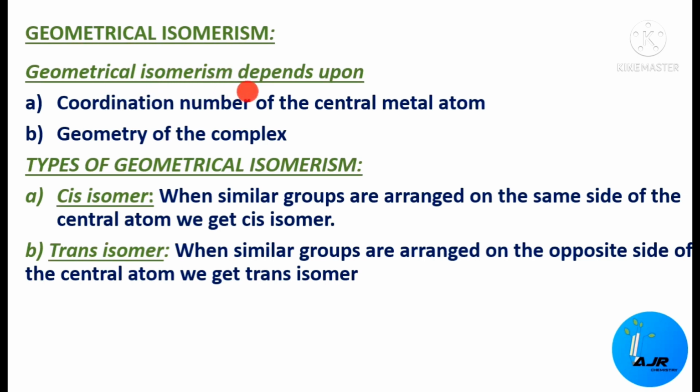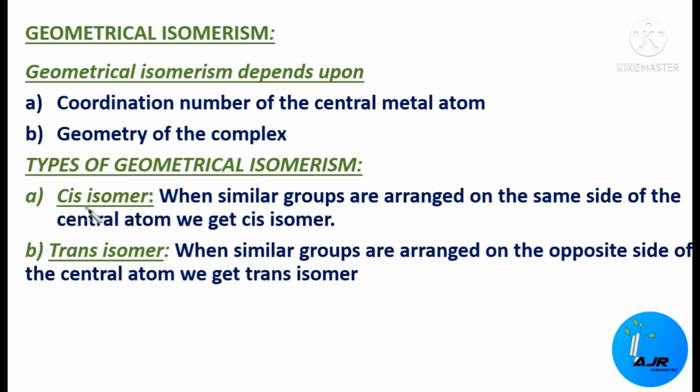This geometrical isomerism depends upon the coordination number of the central metal atom and also the geometry of the complex. What do you mean by coordination number? It's the number of atoms, groups, ions or molecules attached to the central metal atom. So next we are going to see the types of geometrical isomerism.